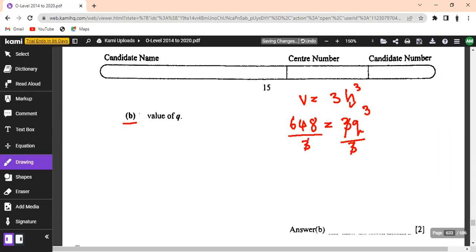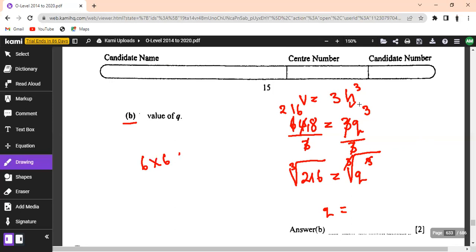Let's just divide here. 3 into 6 is 2, 3 into 4, that is a 1, remainder 1, into 18, which is 6. So 216 is equivalent to Q to the exponent of 3. Remove the exponent of 3 by introducing the cube root on both sides, so this can cancel. So your Q is going to be the cube root of 216, that's 6. 6 times 6 times 6 gives us 216. This is 36, and 36 times 6 is 216. So your Q in this case is going to be 6.